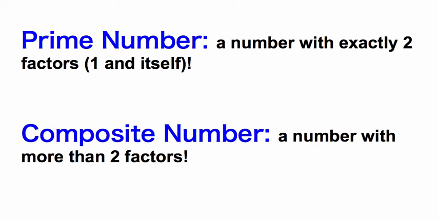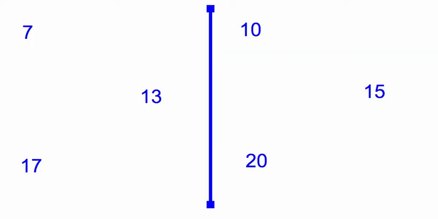Make sure that you write these two definitions down in your notebook and maybe try and come up with some examples throughout the video here of prime and composite numbers. So prime numbers only have two factors, the numbers 1 and themselves.